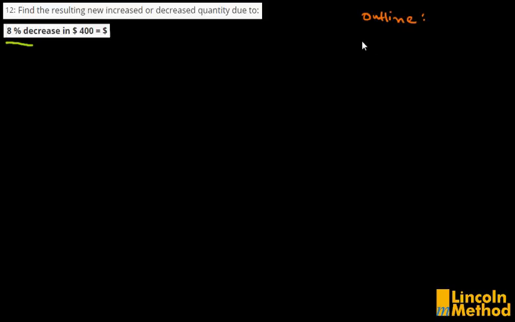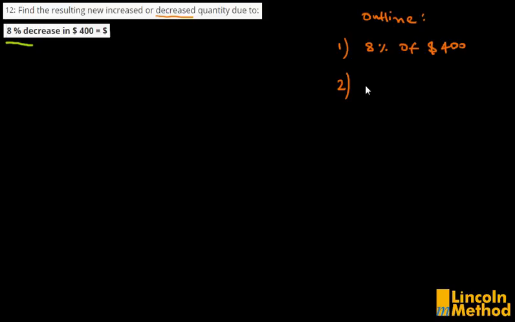So I'll just write a rough outline over here first. There's an 8% decrease in $400, and we're supposed to find the new price or the new quantity after that decrease. So we have sorted out that it is going to be a decrease since it's written down in the question. Now the first step that we have to do is we need to find 8% of $400. Now I'll tell you how to do that in a while, but for now this is the first step.